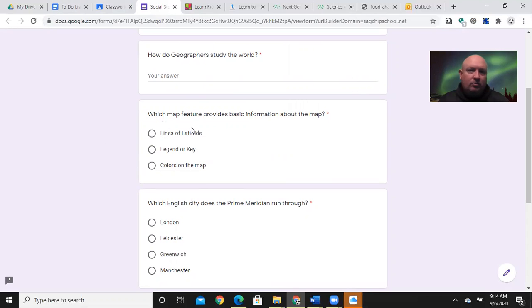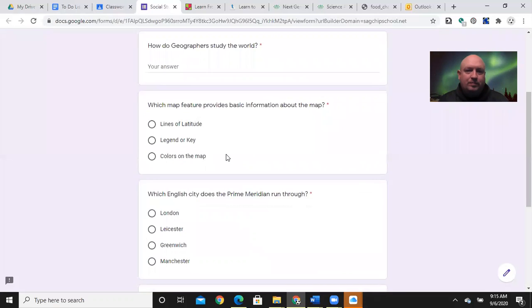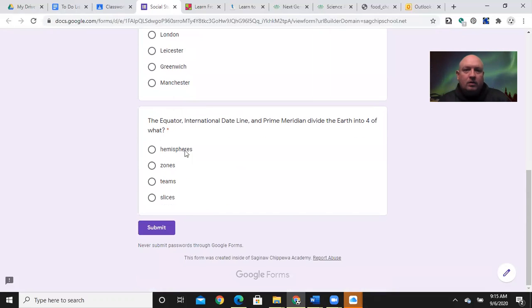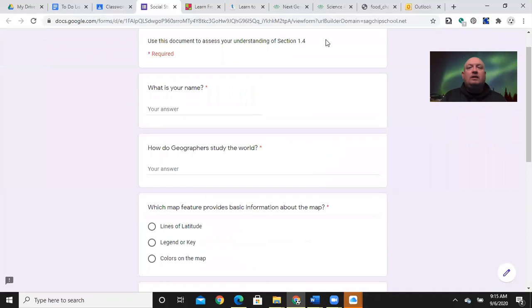Next one, a multiple choice. Which map feature provides basic information about the map? Lines of latitude, the legend or key, or the colors on the map? Next question, which English city does the prime meridian run through? London, Leicester, Greenwich, or Manchester? And the final question, the equator, international dateline, and prime meridian divide the Earth into four of what? Hemispheres, zones, teams, slices. When you are done, click submit, and you will have completed today's assignment.